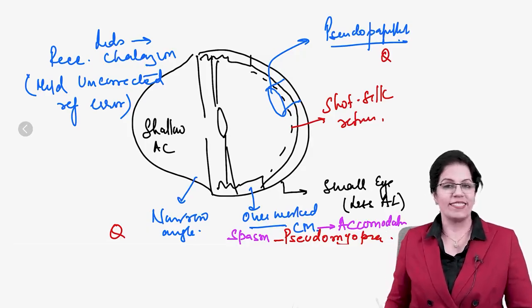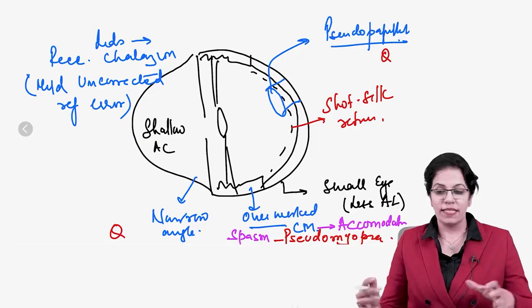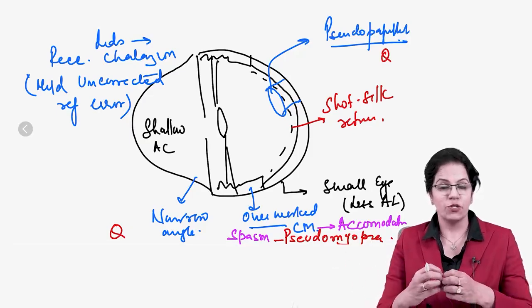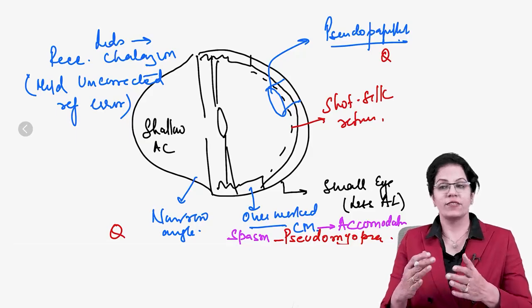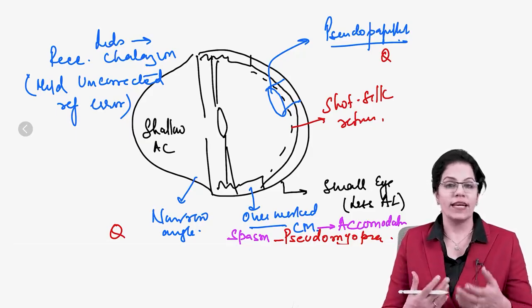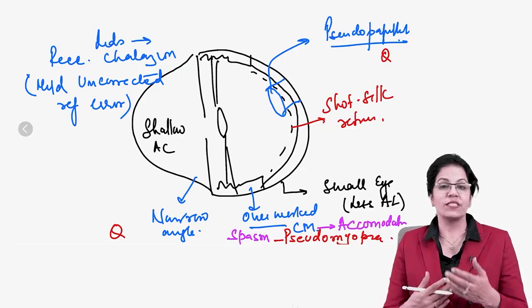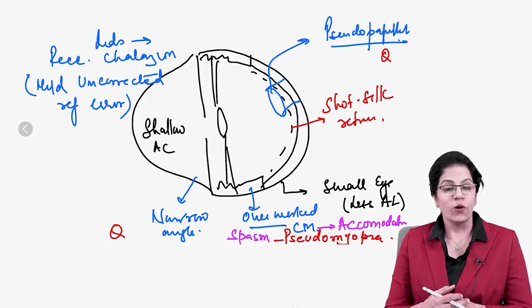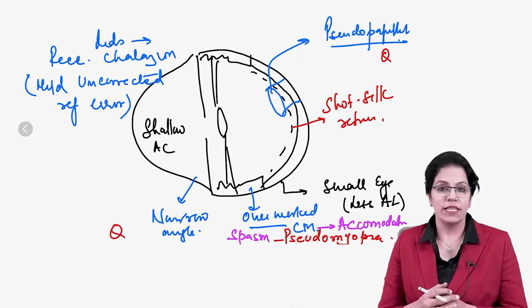One more last point is, when these patients are exerting accommodation too much, this is the story. So this is the reason you are getting pseudomyopia. This is the reason you're getting asthenopia and headaches. Okay. So one more point here.